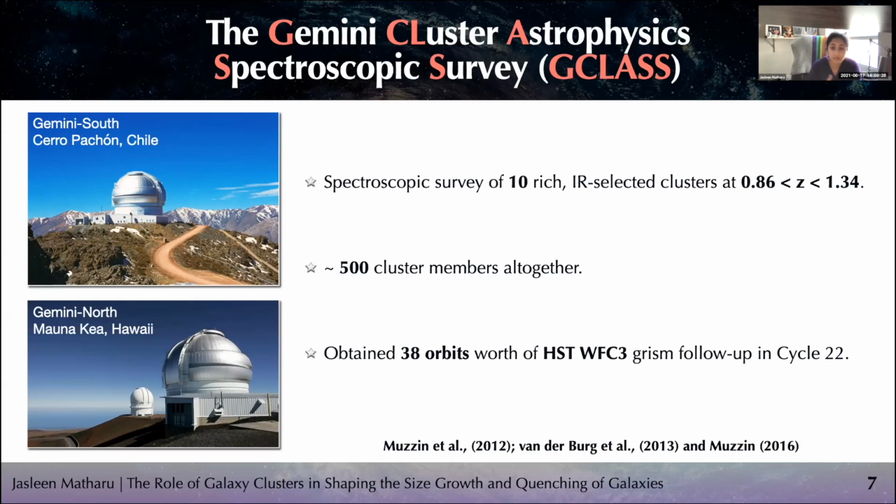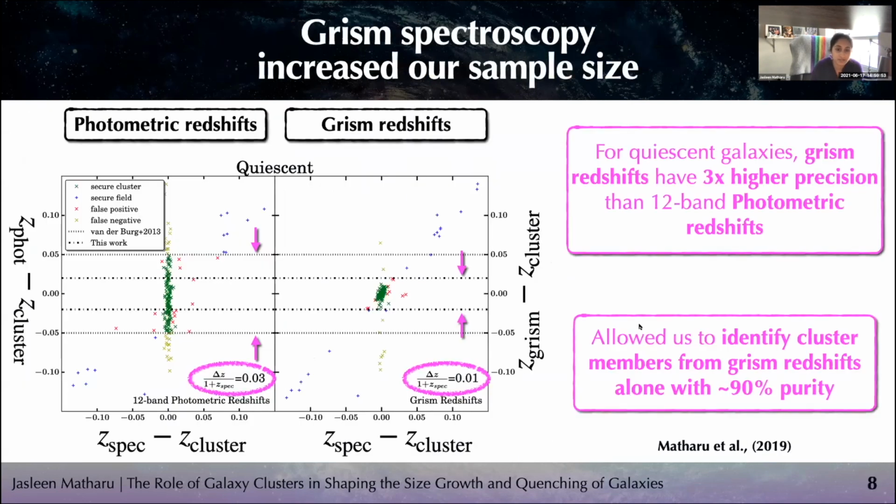And I use data from the GCLASS survey, and that's a spectroscopic survey of 10 rich infrared clusters at about a redshift of 1. They have about 500 cluster members, and we obtained 38 orbits worth of HST Wide Field Camera 3 Grism follow-up in cycle 22. So the HST data is actually what allowed this study to be possible, as well as providing high spatial resolution imaging for reliable size measurements. The Grism spectroscopy actually helped to increase our sample of cluster galaxies.